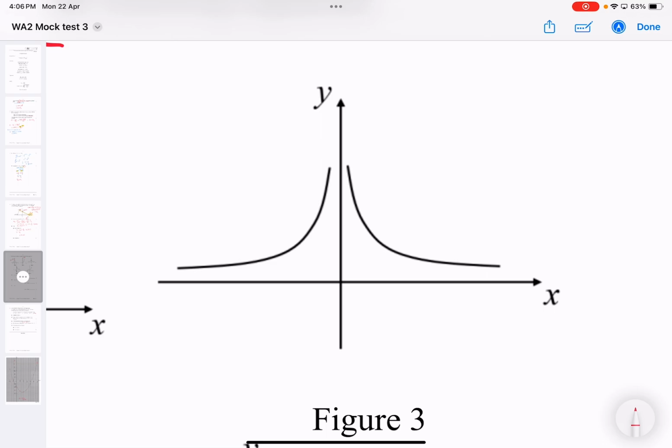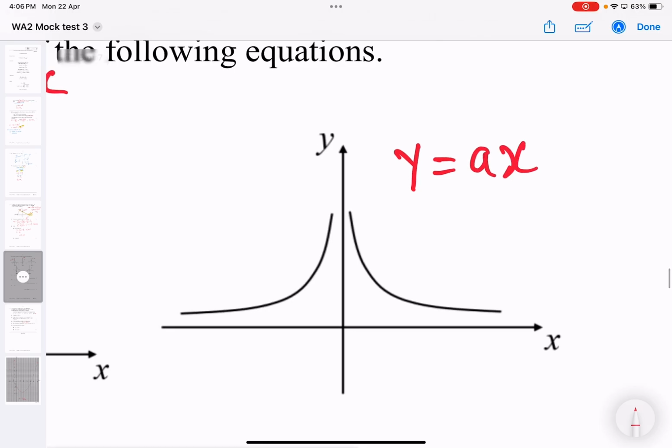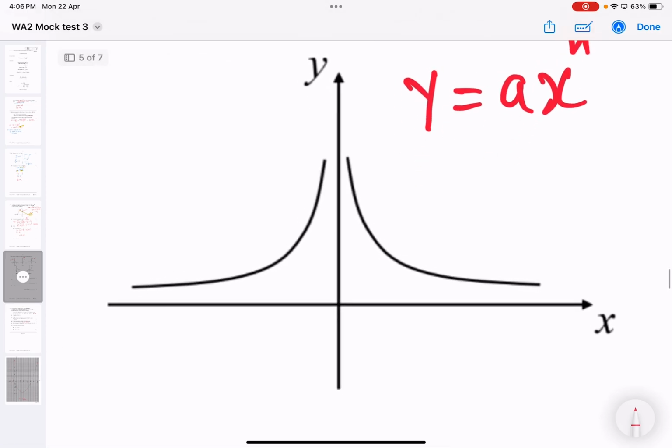Sherry, what kind of graph is this? If I say this is of the form y equals ax to the power of n, firstly, what is a? Can you give me a value of a? Try. Look at this thing. Don't look at me. Look at this.